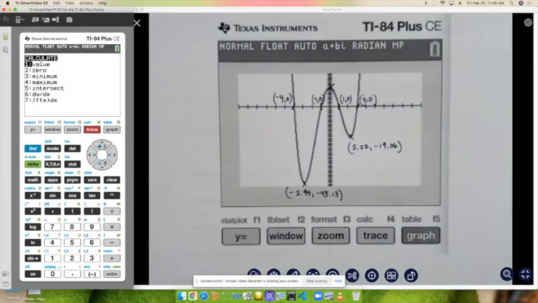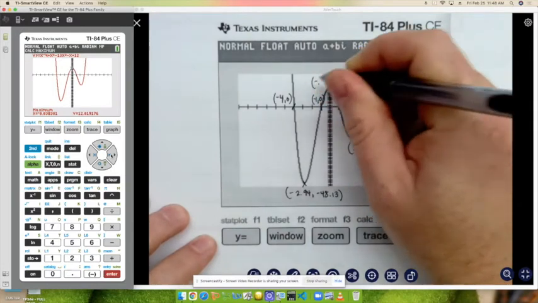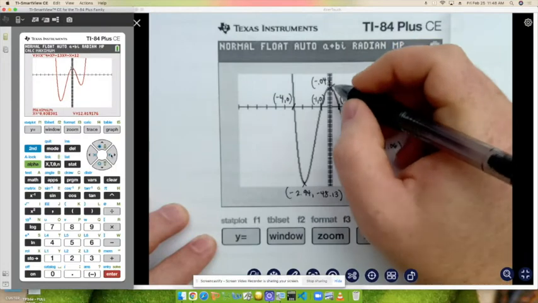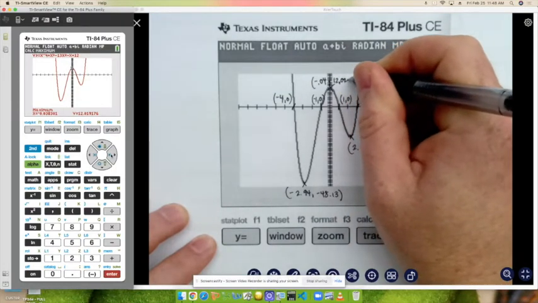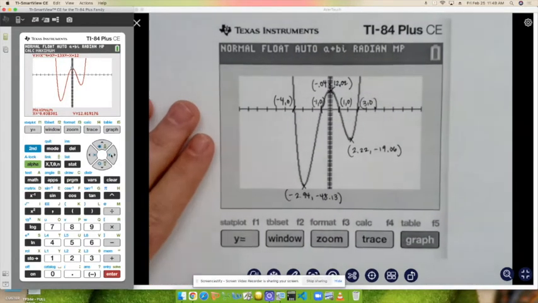There's also a maximum, a local maximum. Let me go ahead and grab that. My calculator tells me that that maximum is at negative 0.04, comma, 12.02. All right, so that's everything we're going to need in order to answer all of these questions.